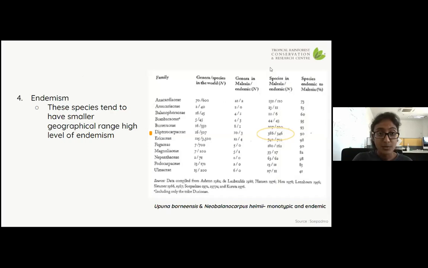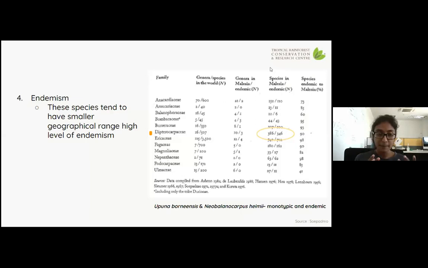The next reason why they are so special is because of endemism. Endemism is the locality of a species to a certain geographical range. For example, if I say Neobalanocarpus hemi, the Chengal tree, is endemic to southern Thailand, peninsular Malaysia, and Singapore, then if you find this tree in Australia, it means that this tree was introduced to Australia, but it's not endemic to Australia, because the endemism is only restricted to these three areas. And if I say, for example, nasi lemak is endemic to Malaysia and maybe Singapore, and if you find nasi lemak in England, then it means that nasi lemak was introduced to England, but it is always endemic to Malaysia and also Singapore.